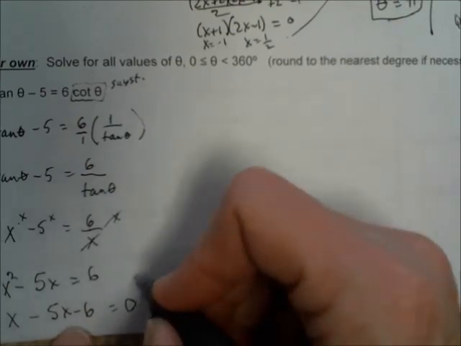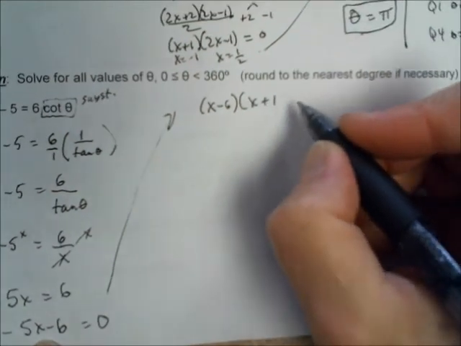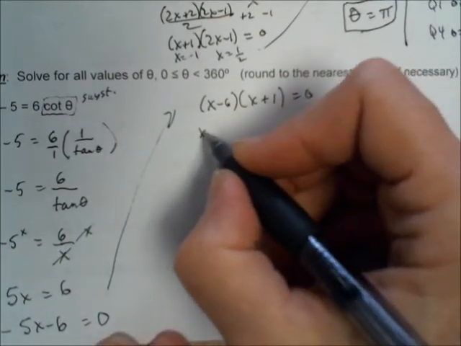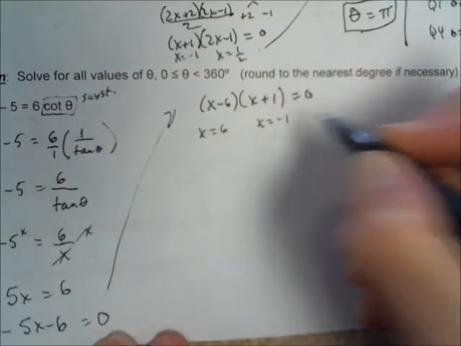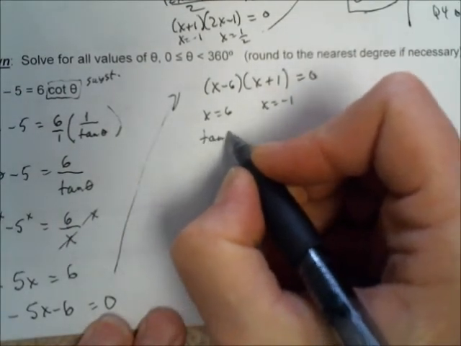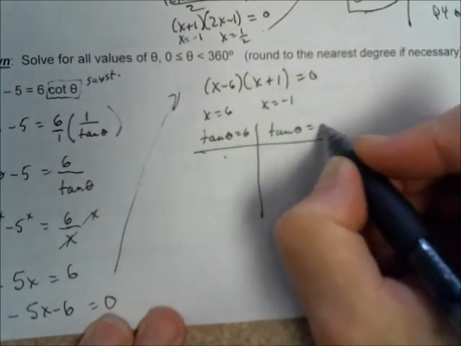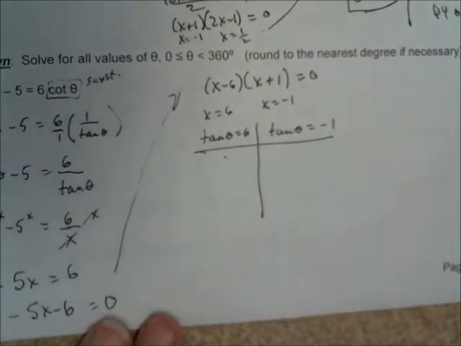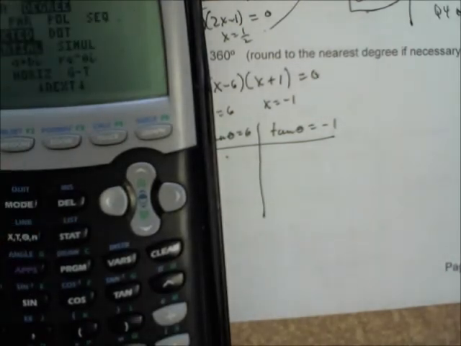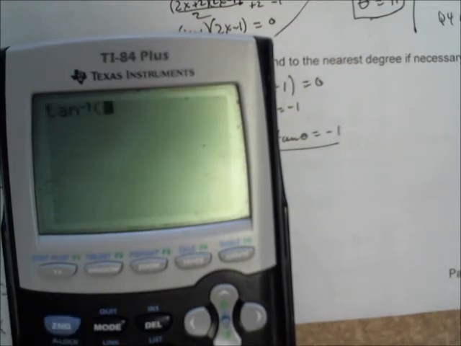So I'm going to bring this up here. You have x minus 6 times x plus 1 is equal to 0. X is equal to 6. X is equal to negative 1. But it's not x, it's tangent. So tangent of theta equals 6 on one side of the t-table, and the tangent of theta is equal to negative 1 on the other side. Now we need to get our calculators out, make sure our mode is set to degree mode, and do second tangent of 6.